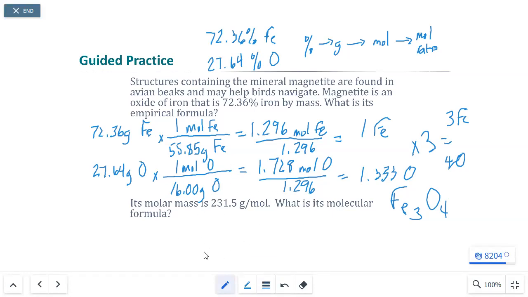Now to do this second part, remember I'm trying to solve for the multiplier. The multiplier is the molar mass divided by the empirical mass. And what that multiplier gives us is it's going to tell us what number we need to multiply our empirical formula by to get our molecular formula. So the molar mass is 231.5 grams per mole.